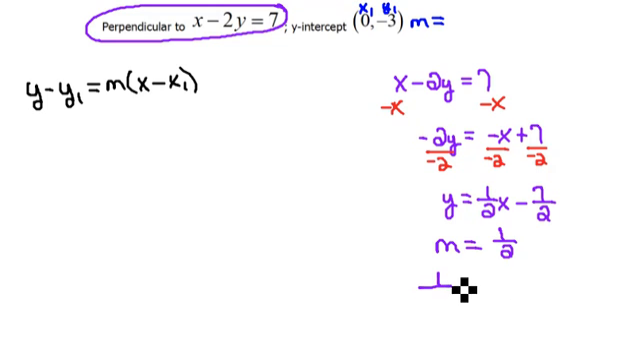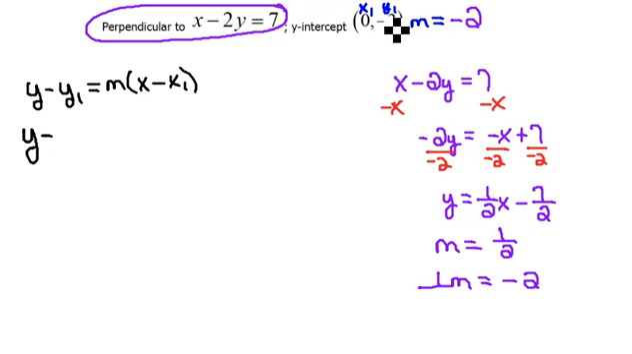The perpendicular slope to that, which is what we want, would have to have the opposite sign. So it would have to be negative since this one's positive, and the reciprocal. So the flip of 1/2 would be 2. So the slope that we're going to be using is -2 because we want the perpendicular line. Now we have everything that we need, and we can go ahead and write our equation.